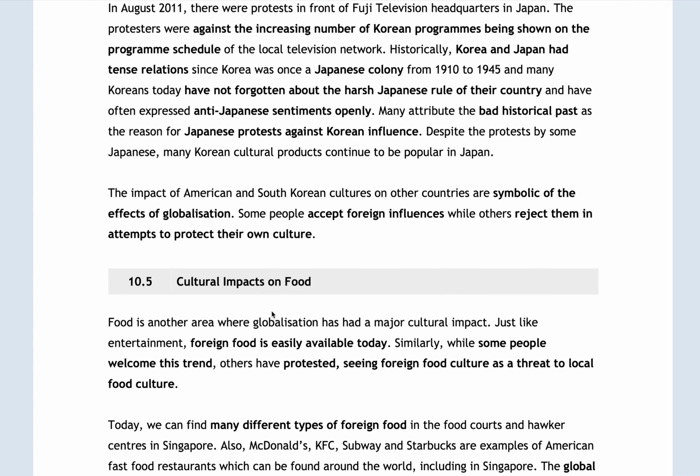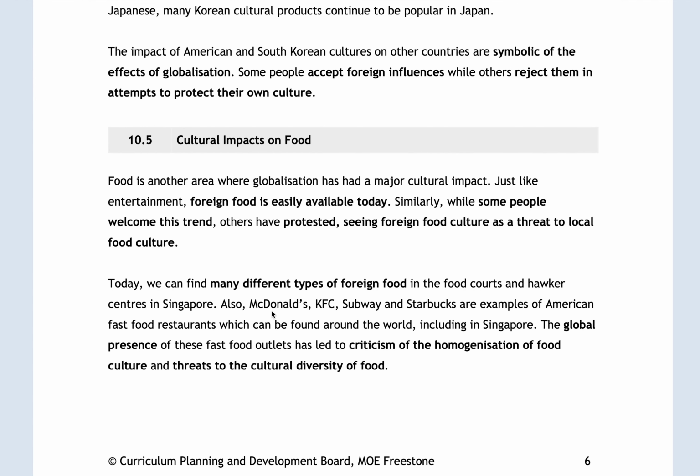Now, there is another type of impact we can look at, which is the impact on food. Apart from entertainment, we can also look at the impact on food. Foreign food is much more accessible to us today. We don't really need to fly all the way to America or Western states for a burger, right? So essentially, same thing. Some people welcome this, some people protest it, because again, it still poses a threat to our local food culture as well.